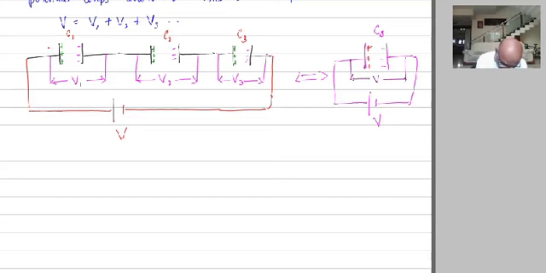Here the charge will be plus Q, and here the charge is minus Q, and again plus Q here, minus Q. Similarly, plus Q charge, minus Q charge. Here also plus Q charge, minus Q charge. Charge remains the same.